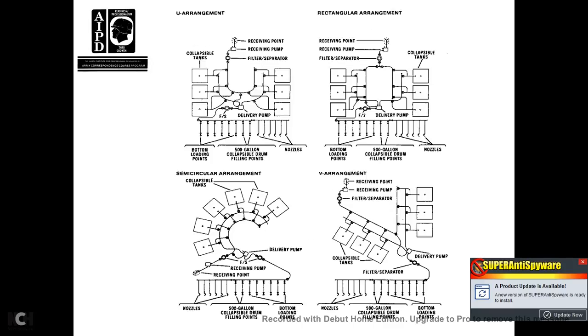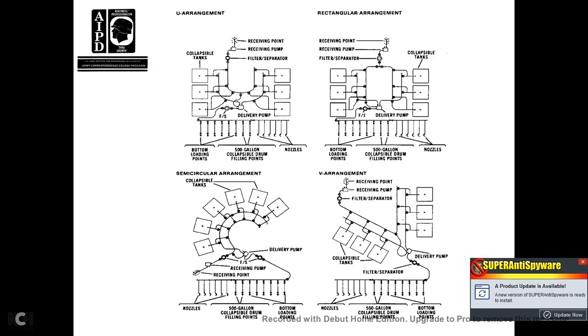The U arrangement has the collapsible tanks on the side, starting from the receiving point to the receiving pump, the filter separators, into the collapsible tanks, and then to the delivery point with the filter separators, the bottom loading points, 500 gallon collapsible drum filling points, and nozzles. The rectangular arrangement goes from the receiving point, the receiving pump and filter separator, in a square, and then to the delivery point, filter separator, bottom loading points, 500 gallon collapsible drum filling points, and nozzles.